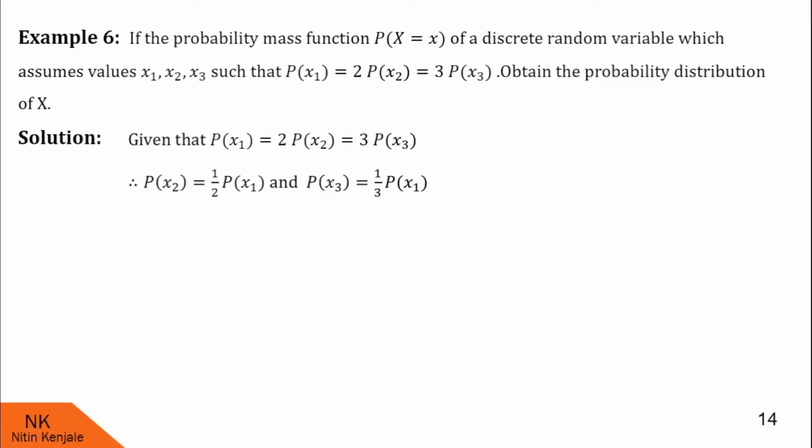Now let us use the property of the probability function, which is sum of probabilities of all the values of x is equal to 1. So here P of x1 plus P of x2 plus P of x3 is equal to 1. Substitute for P of x1, P of x2 and P of x3 as follows. I'll keep P of x1 as it is. I'll write P of x2 as half P of x1 and I'll write P of x3 as 1 by 3 P of x1.